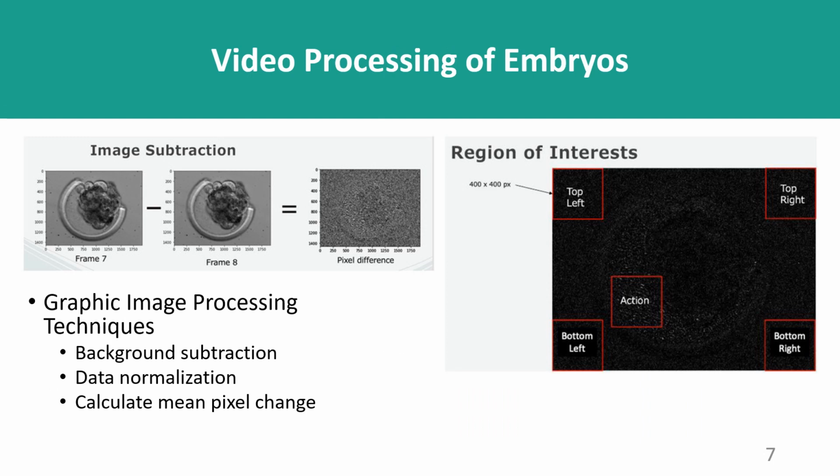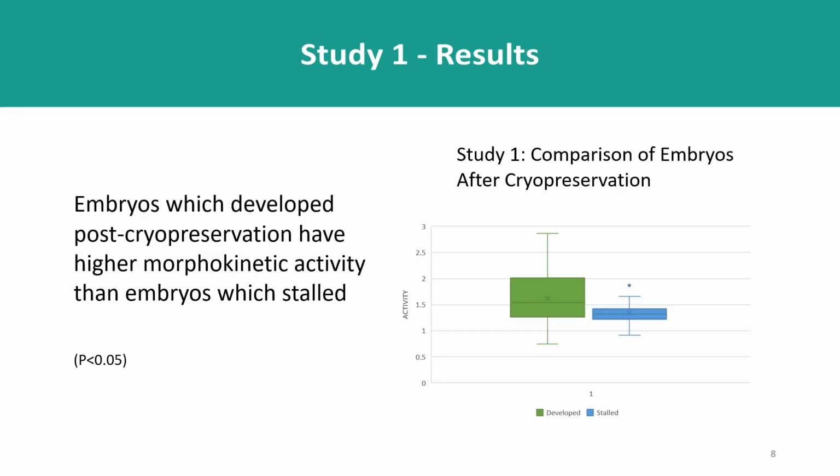In an attempt to measure the differences between these embryos, we used the graphic image processing technique of image subtraction. In this process, the computer compares each frame of the video to the previous frame. Any pixel change in the image from frame to frame is displayed as a white pixel, and the number of changes is counted. We calculated the mean pixel change as morphokinetic activity.